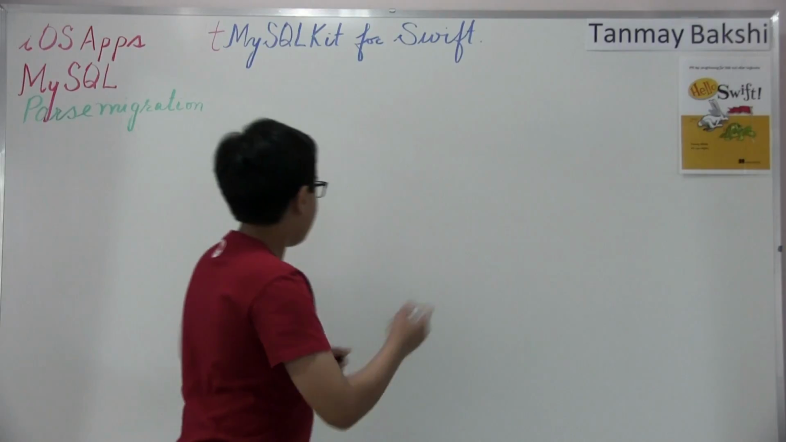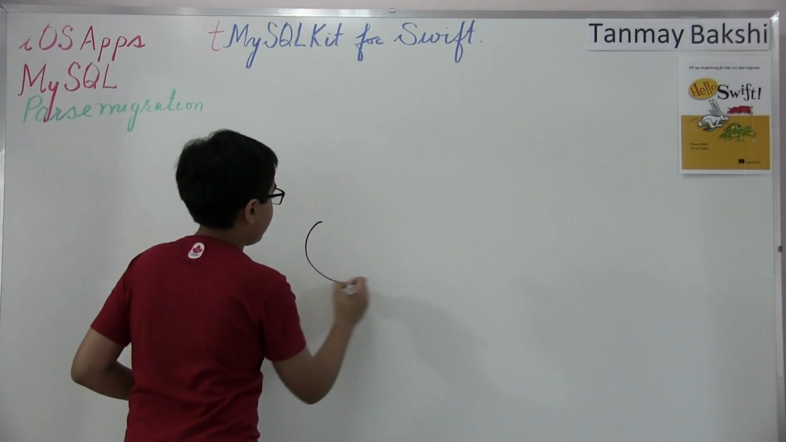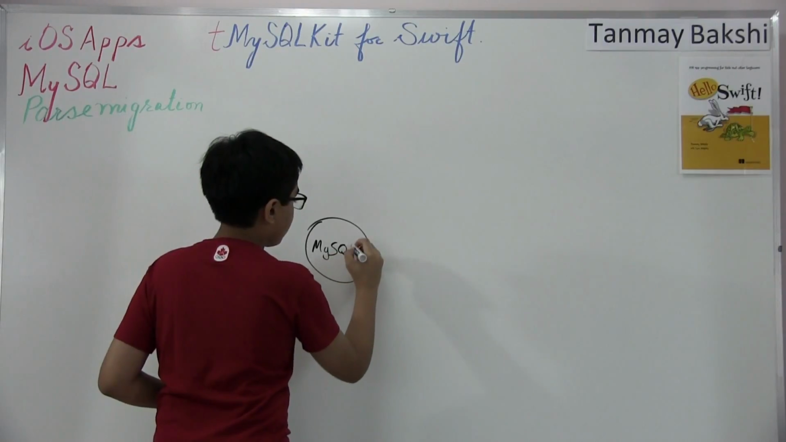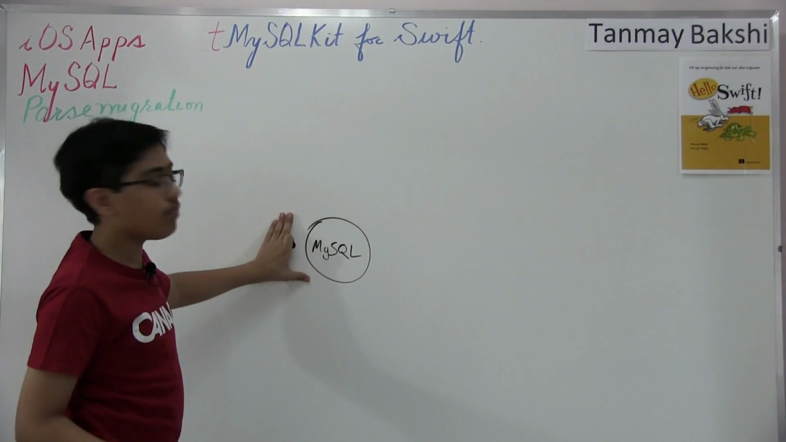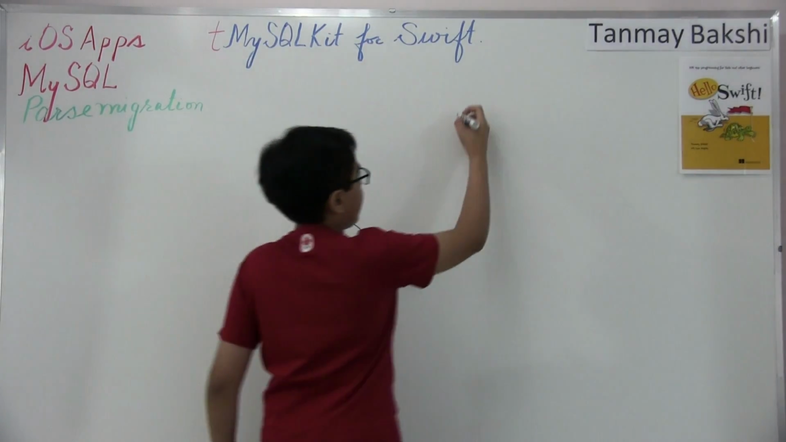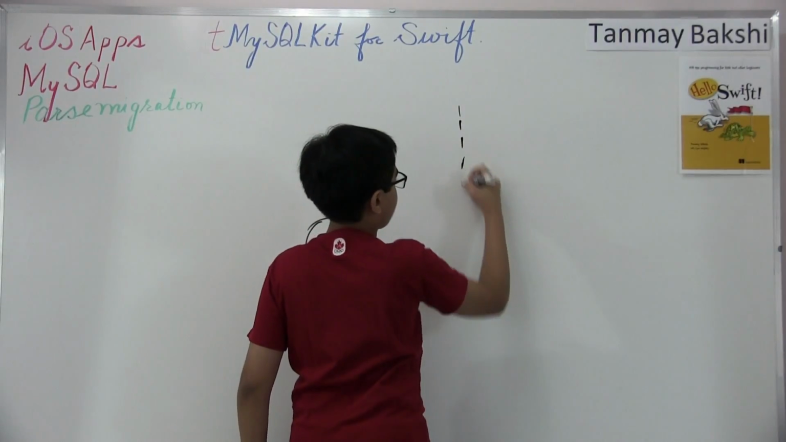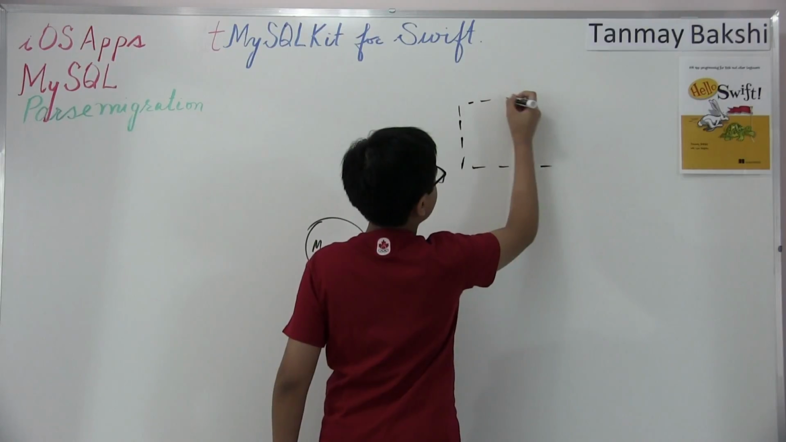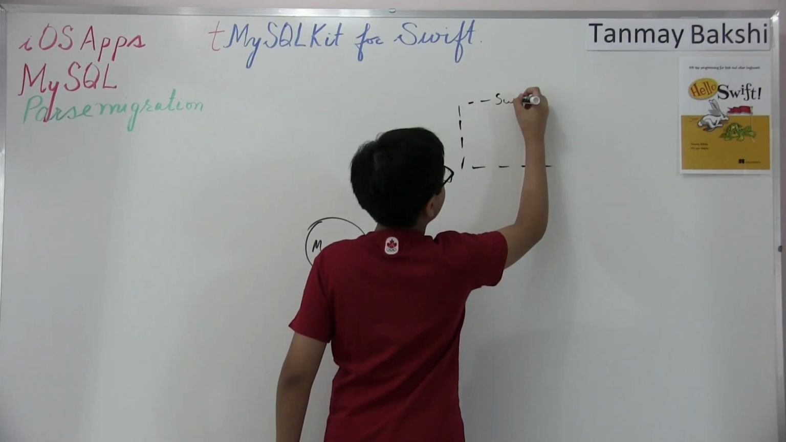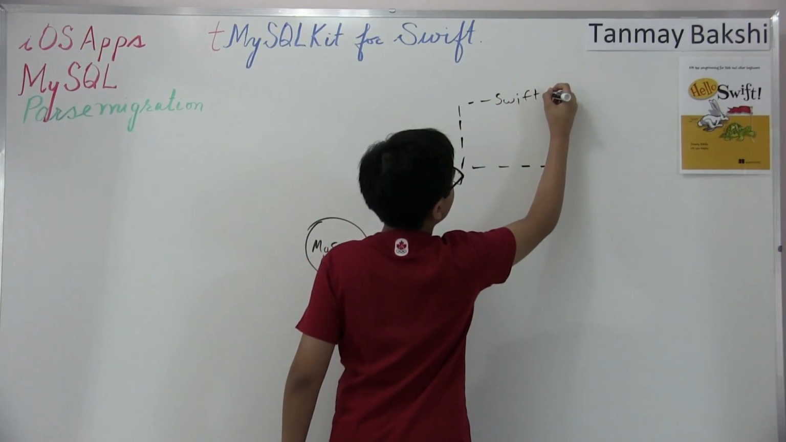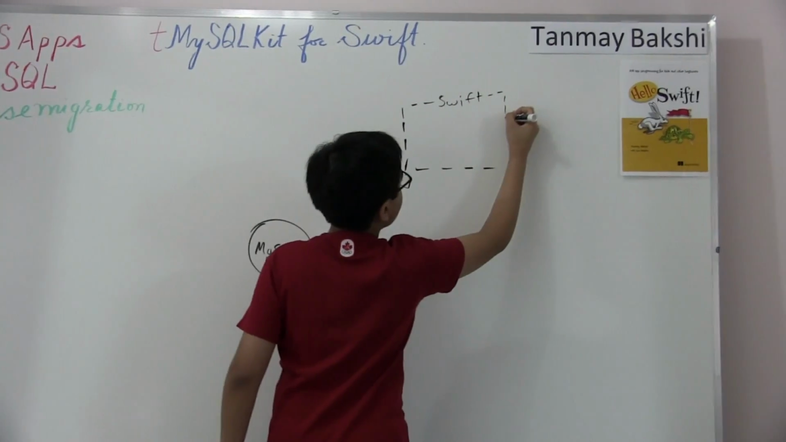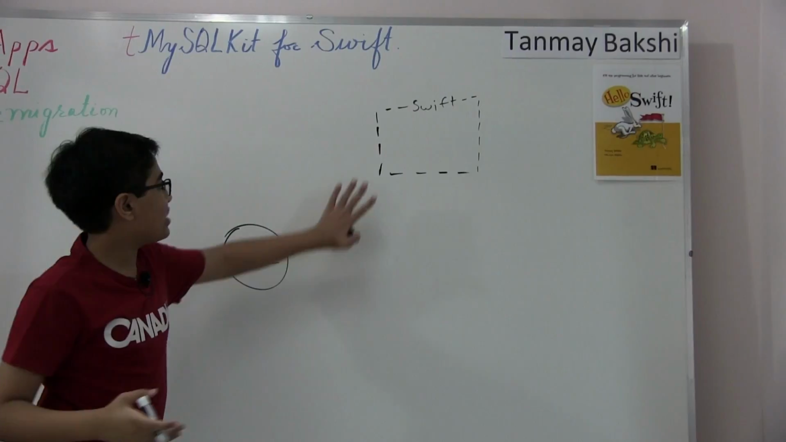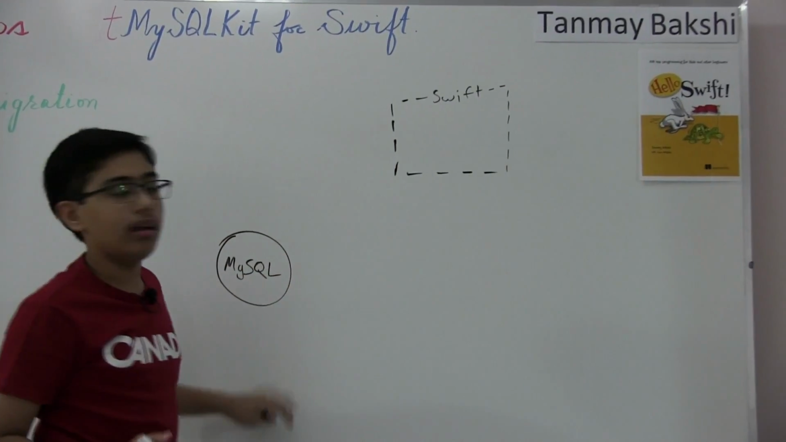Now, first of all, let's pretend we have a MySQL server. Okay, so we have MySQL server. Now we also have, now I'm going to make a dotted box here. And I'm just going to say Swift. Now, basically, we have a Swift end and we have a MySQL end.